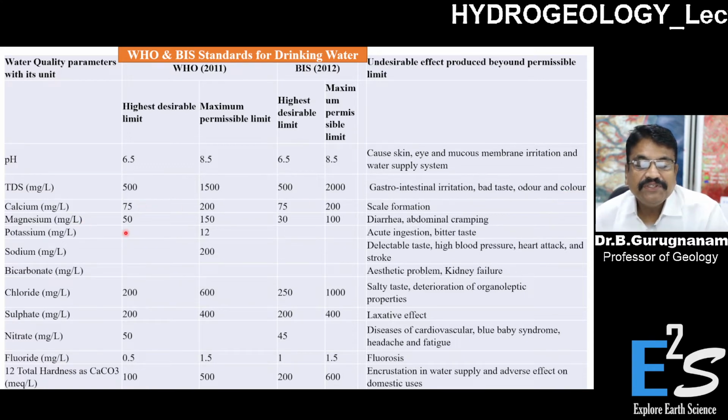And magnesium is between 50 and 150, and 30 and 100 as suggested by BIS. And this is the problem: diarrhea, abdominal cramping and so on. Why is this coming? It is because the water may be rich in magnesium. Then if the water is rich, you will have to find out, as a geologist, what is the reason behind the enrichment of water in terms of magnesium.